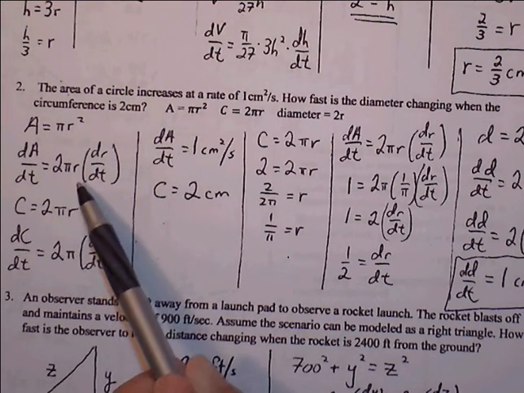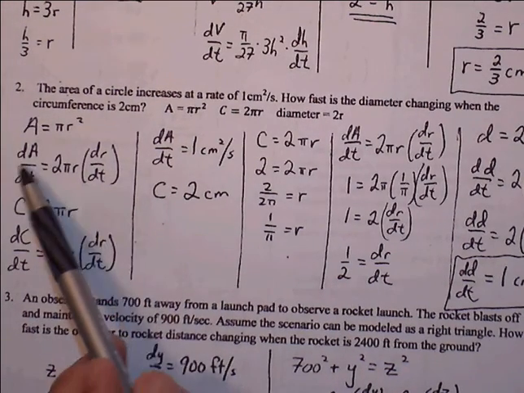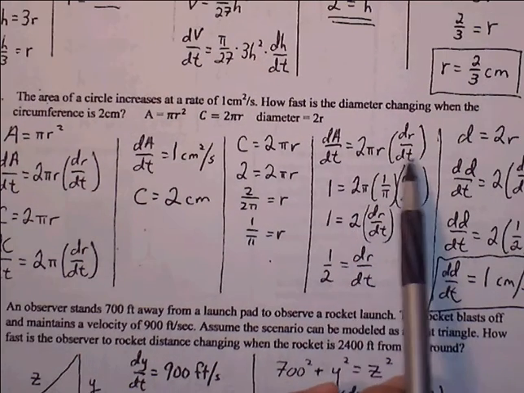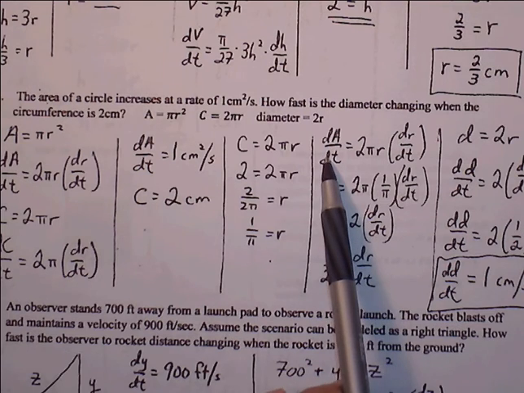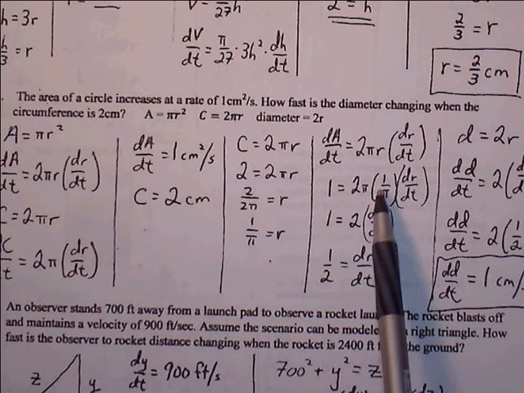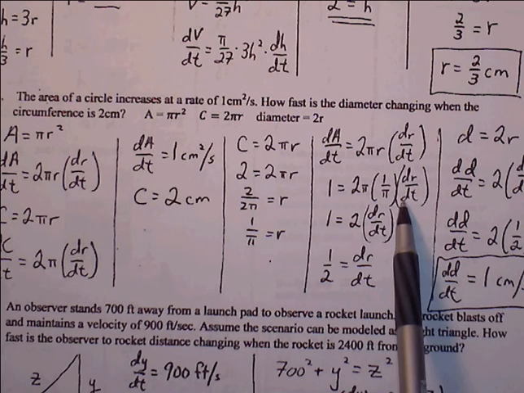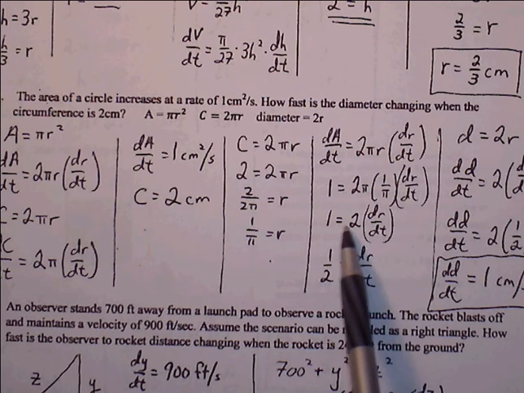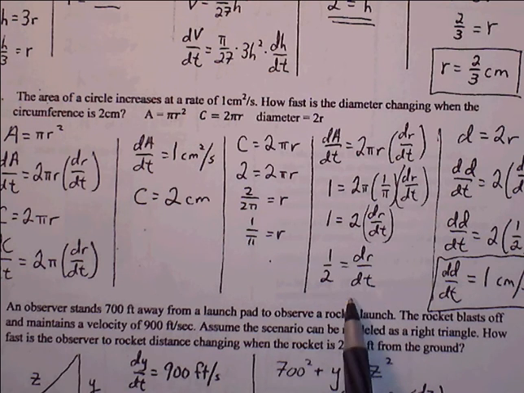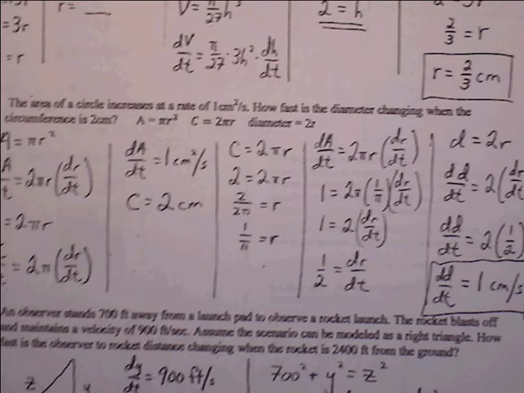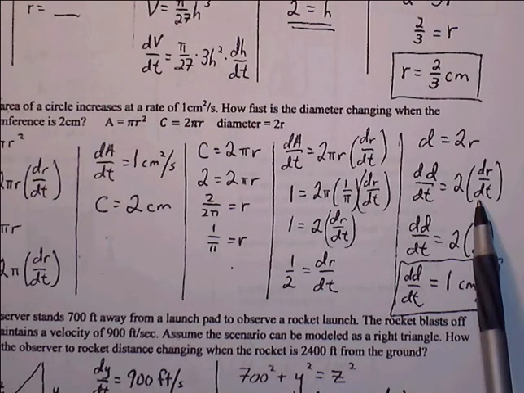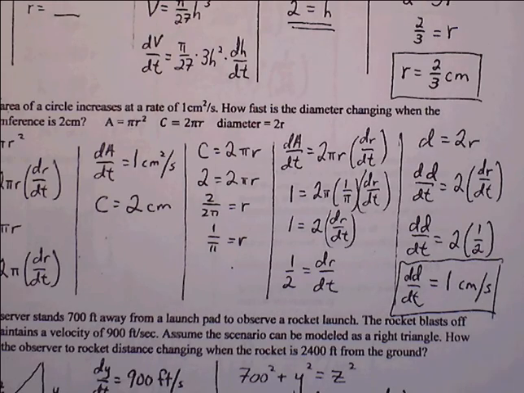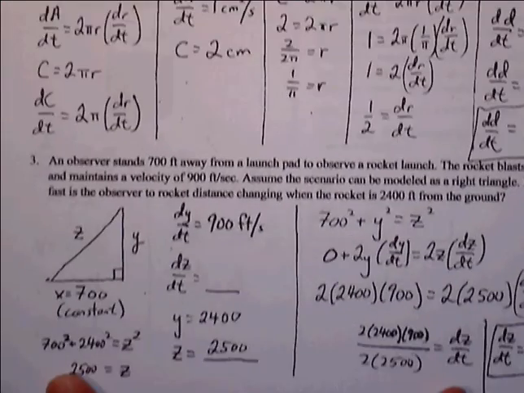So if the radius is 1 over π, I can now go back and find my dr/dt because I have my dA/dt. Here's my dA/dt equation. dA/dt, the rate of change of area, gets replaced with 1. r gets replaced with 1 over π. dr/dt is what we're looking for, so we leave that as a variable. The π's cancel out. We're left with 1 equals 2 dr/dt. Divide both sides by 2. dr/dt is 1/2. So if the rate of change of the radius is 1/2, then the rate of change of the diameter must be double that, which is 1 centimeter per second.